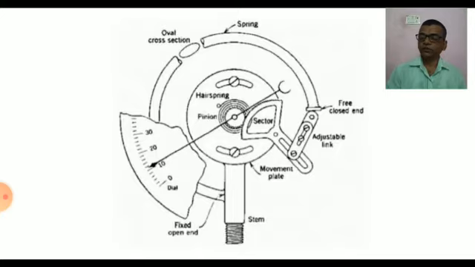Then you can see there is a dial, then a spring, then the free closed end, then the mechanical linkage which is connected to the sector and pinion arrangement. Okay, so this is regarding the various parts of the Bourdon tube. Now we will see the construction and working of the Bourdon tube pressure gauge.